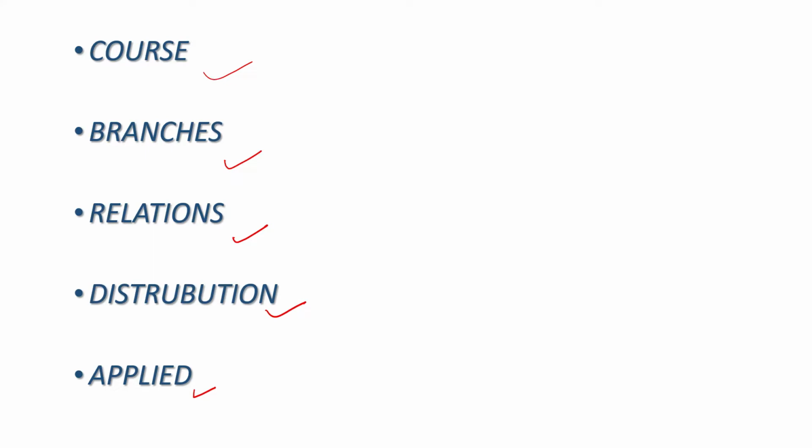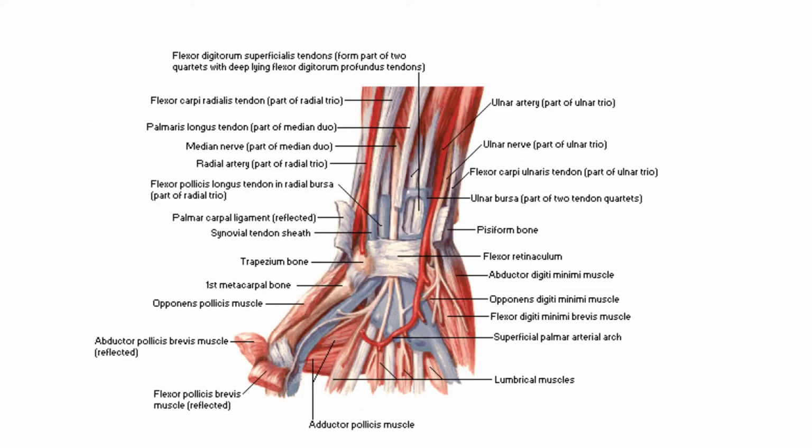To begin with, the course of the median nerve. As we all very well know, the median nerve is the main nerve supplying the anterior compartment of the forearm. From the flexor portion of the forearm it enters the palm by passing deep to the flexor retinaculum above the wrist, and it makes up the content of the carpal tunnel.